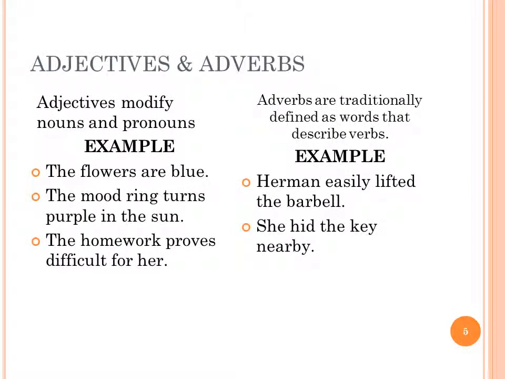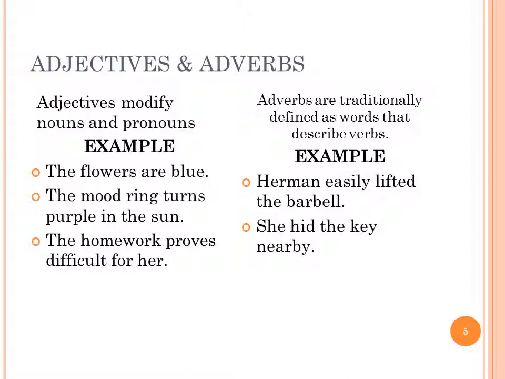Adjectives modify nouns and pronouns. An adjective describes a noun by answering one of three questions. What kind? The mood ring turns purple in the sun. What kind of ring? Mood ring. How many? Or which one? The flowers are blue. Blue describes what kind of flowers. Adjectives can be single words, phrases, or a clause.